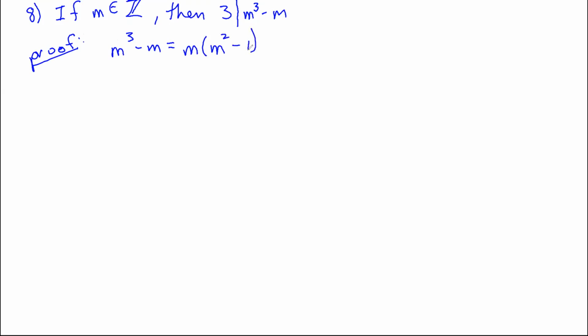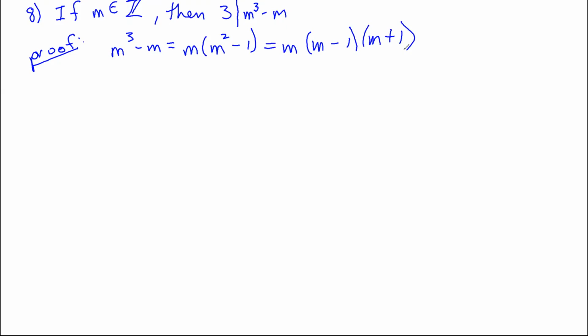And if I factor out the greatest common factor, I have m times the quantity m squared minus 1. Well, that's the difference of squares. So we have m times m minus 1 times m plus 1. If you're a little bit rusty on your factoring, you're going to be able to practice your factoring a little bit in this course. So m cubed minus m, interestingly enough, is m times m minus 1 times m plus 1.